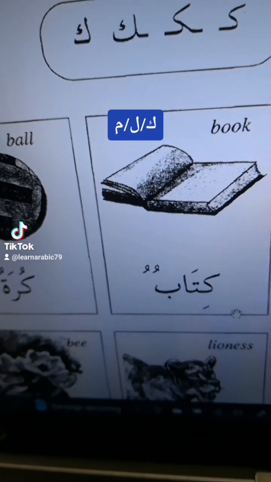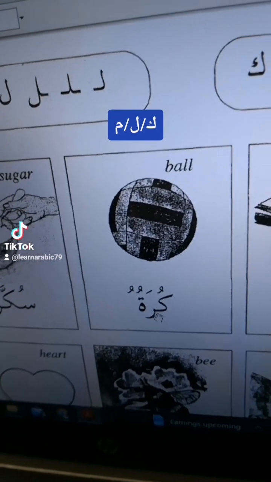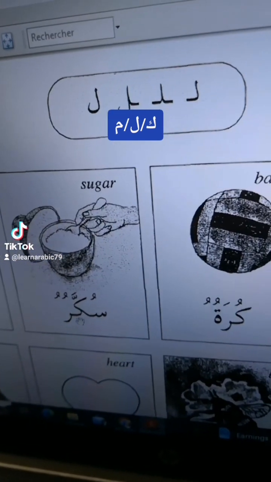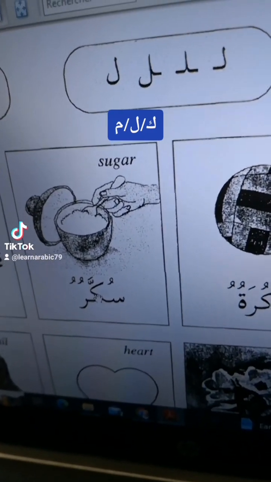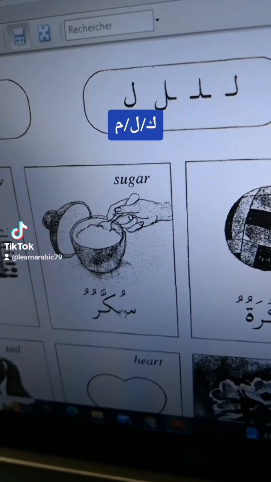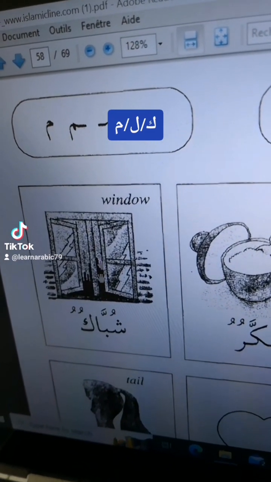Kitabun, book. Kurratun, ball. Sukkarun. So kaf in the middle: sukkarun, sugar. Shubbakun, window.